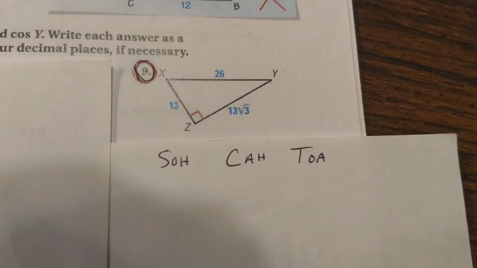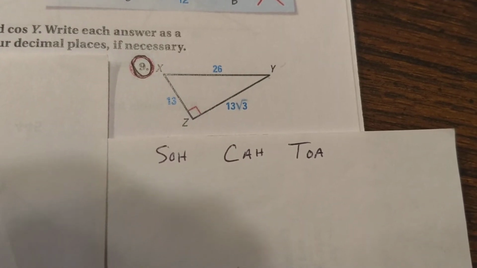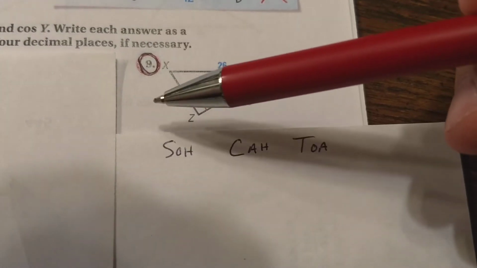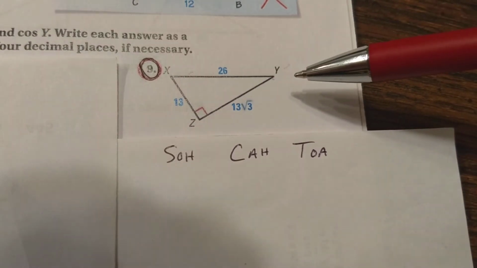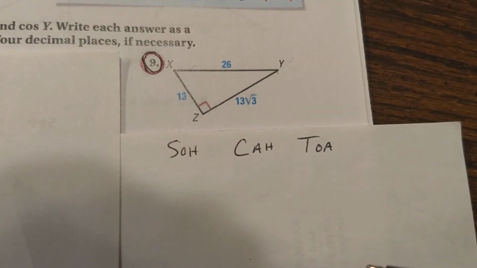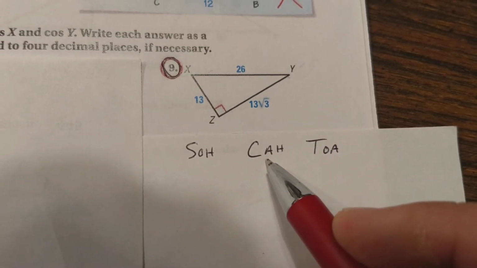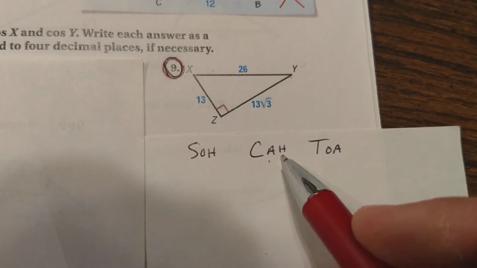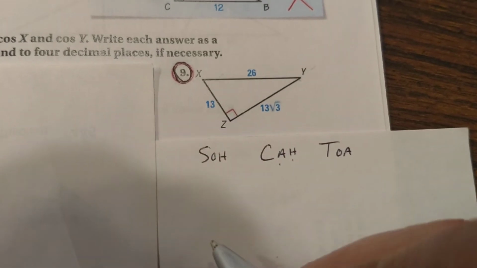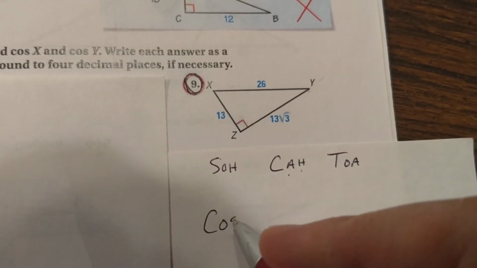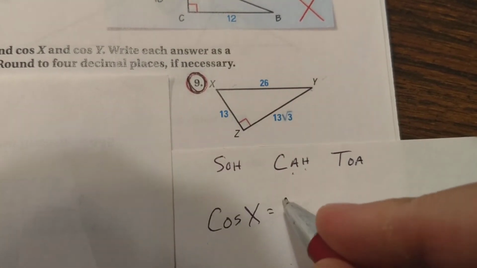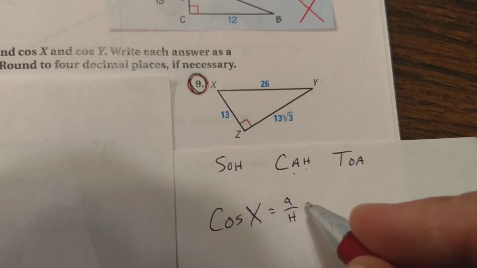Number 9, we're going to focus on the cosine ratios of angle x in this triangle and then also angle y. And I've got SOHCAHTOA written out there to remind us that the cosine is the adjacent side over the hypotenuse side. So let's first look at the cosine of x. The cosine of x, and we're going to use adjacent over hypotenuse.